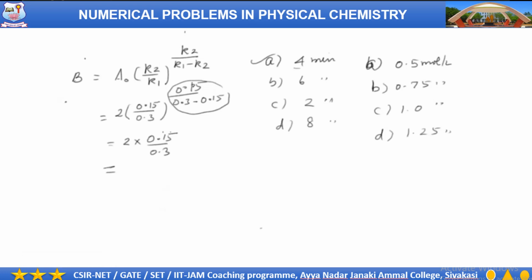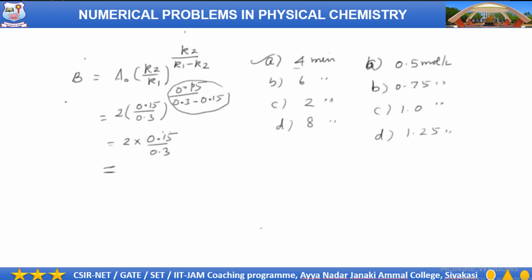What is the answer for this? 1 molar per liter. And this type of problem has so far not been asked in CSIR. This is for the case 1, and we will work out the case 2.